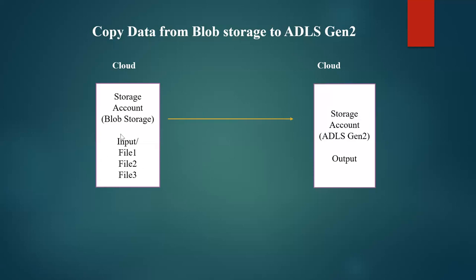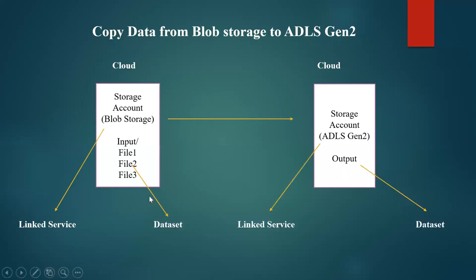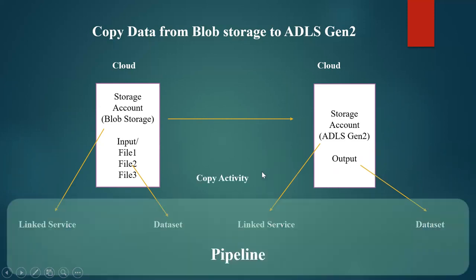Two linked services. One linked service is to create a connection with the blob storage, and one linked service is to create a connection with Data Lake Gen2. In the same way, we also require two datasets to access the data and to store the data. One dataset is to access the data inside the storage account. Here also one dataset is required, because if you want to place the data in the output folder, I need to access the output folder.